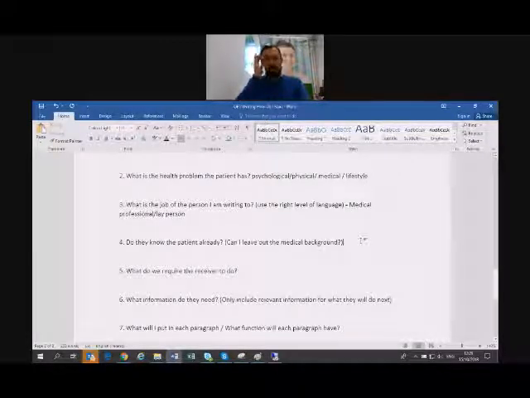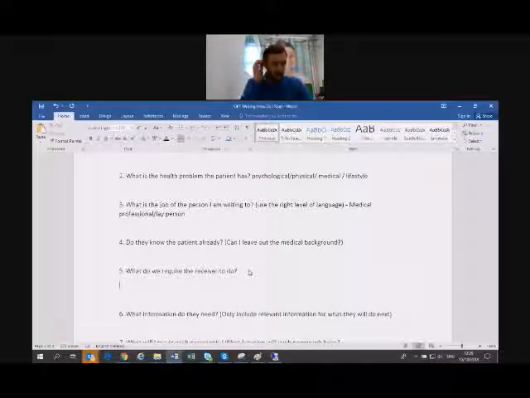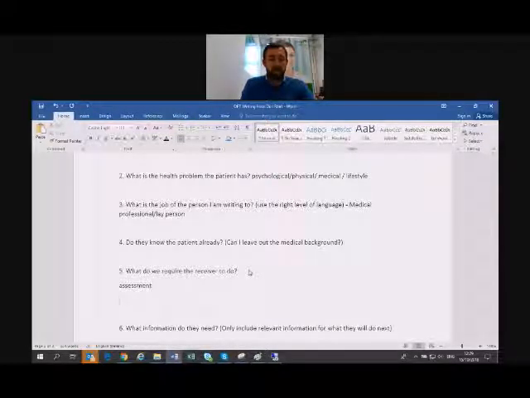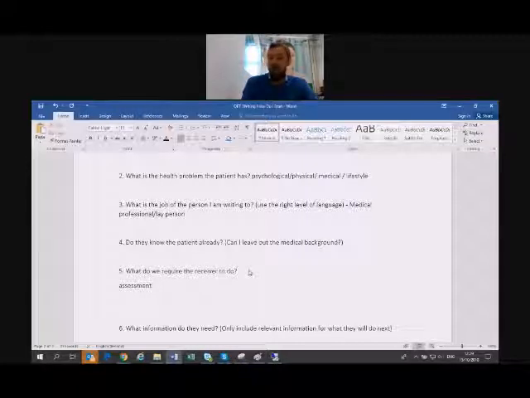Another important thing here is, do they know them already? Can I leave out the medical background? Now, what do we require the receiver to do? Let's think about what things the receiver needs to do. It could be an assessment if it's a referral. It could also be an assessment if there's a discharge as well. That happens sometimes. So assessments could happen at home. It could happen in the ward.